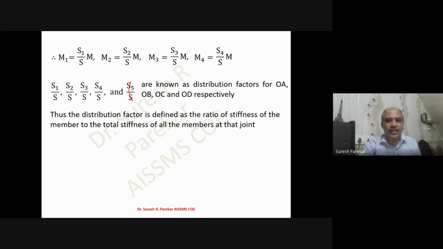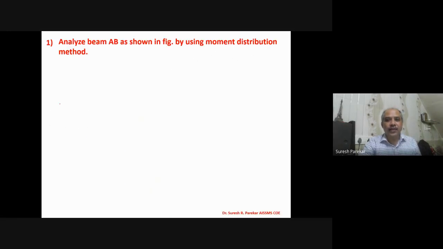So what is the distribution factor? It is defined as the ratio of the stiffness of the member, S1, S2, S3, S4, to the total stiffness of all members at that joint. This is known as the distribution factor. So that is all about distribution factors and stiffnesses.